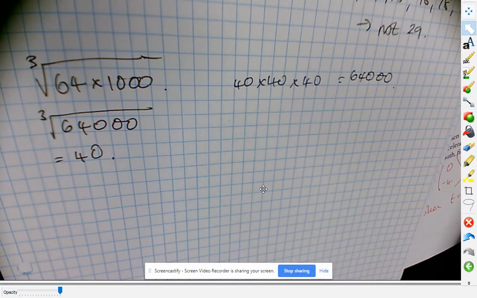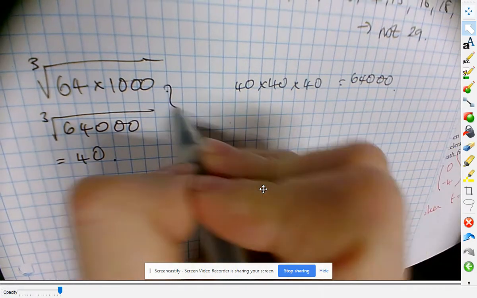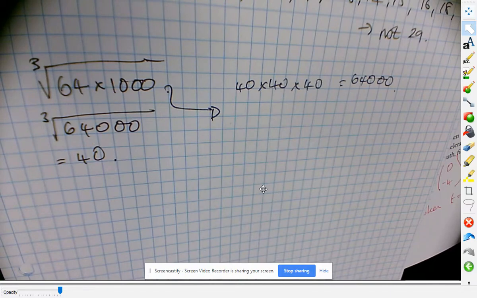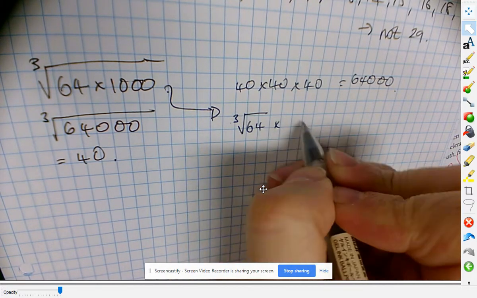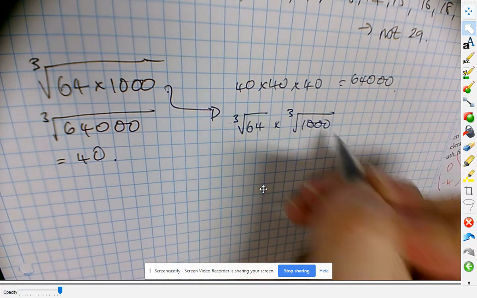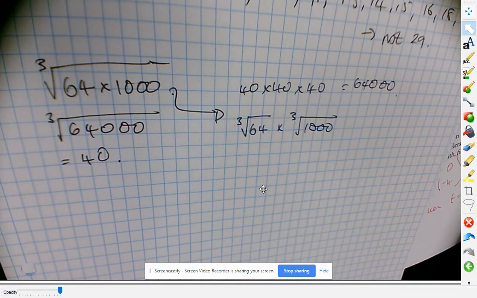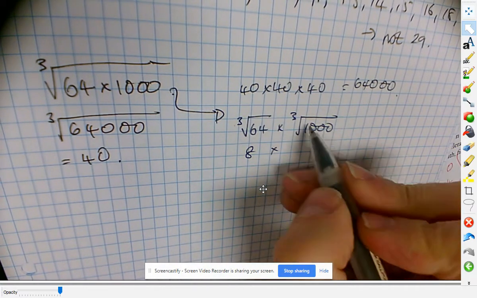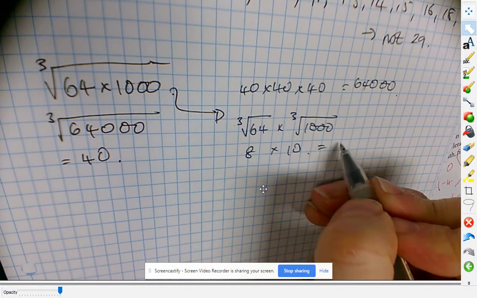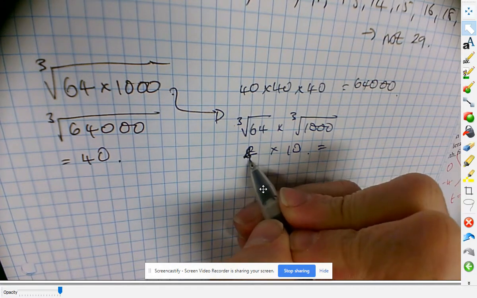Okay? Now, there is an easier way of thinking about this, which links to your favorite topic, which is surds. Because surds say that I can break this apart and do the cube root of 64 times the cube root of 1,000. So normally with surds we deal with square roots, but surds also work with cube roots as well. So the cube root of 64 is 8, cube root of 1,000 is 10. Sorry, cube root of 64 is 4.